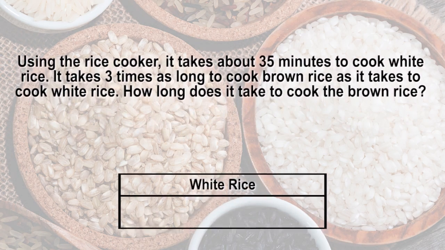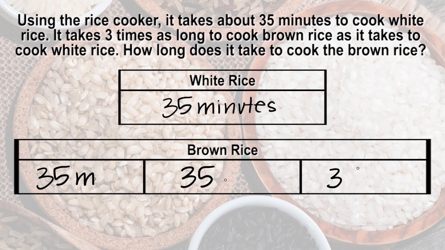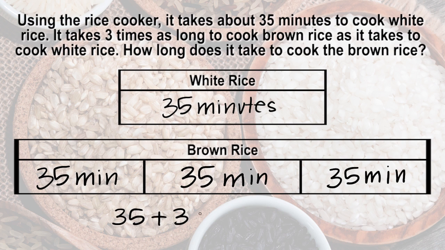We need to have one bar model for the white rice and another bar model for the brown rice. It takes 35 minutes for white rice to cook. The phrase 3 times as long tells us we need 3 iterations or groups. Our equation will be 35 plus 35 plus 35 equals B, or 3 times 35 equals B, where B represents the time that it takes to cook the brown rice. 3 times 35 equals B.